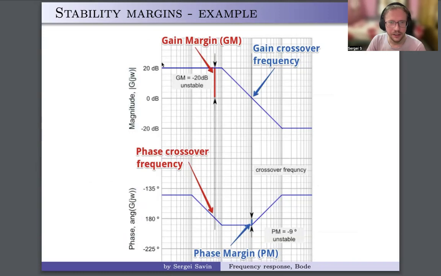Now, here's the magnitude plot. It is 20 decibels here, minus 20 decibels here, and linear in between, right? By the way, those linear plots, those plots with sharp angles, usually are achieved by plotting a Bode diagram by hand. There's an entire art of how to do it by hand. You don't have to use a computer, but I'm not going to teach it to you.